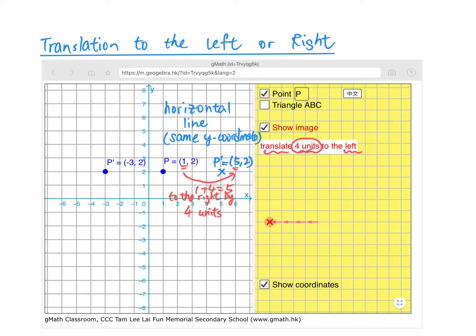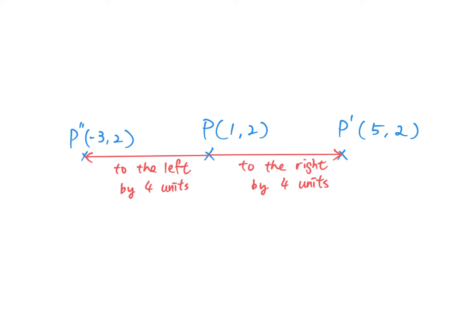Now you can see the image becomes (-3, 2). And you can see it is also a horizontal line if we join P prime and P. And now the effect seems to be on the x coordinate as well. Same y coordinate of 2, but the x coordinate goes from 1 to -3. Now let us focus on the effect on the x coordinate.